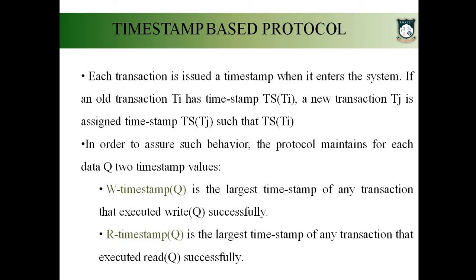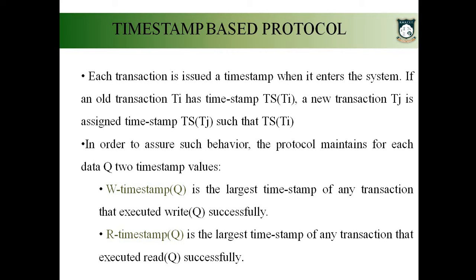What I am trying to tell is, say for example, T1 started 10 minutes before and T2 is starting now. If so, the timestamp value of T1 will be lesser than the timestamp value of T2. Is it okay? Hope the point is clear for you. The older transaction will have the lesser timestamp value, and the younger transaction will have the greater timestamp value. Okay.